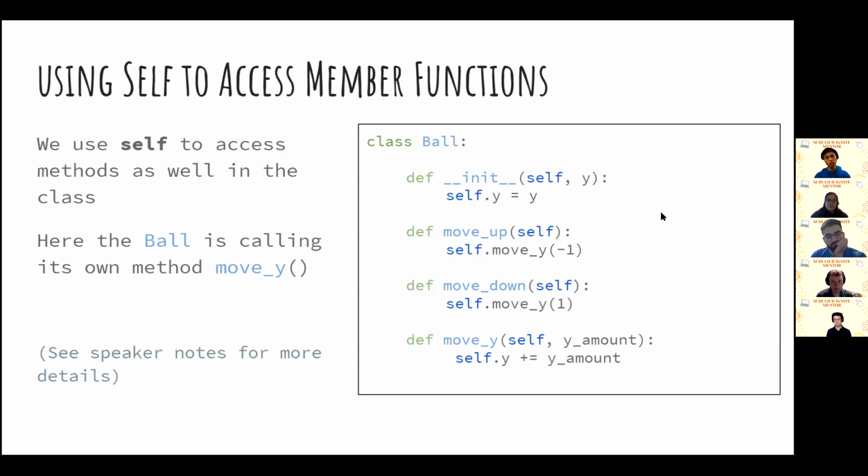So let's take a look at this quick example over here. I'm going to have a class Ball, nothing out of the ordinary. That's just going to draw a little circle on my screen here. I'm going to initialize it. I'm going to talk about just the y variable today.